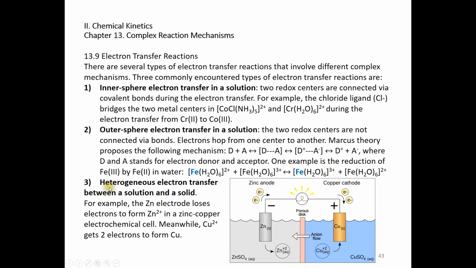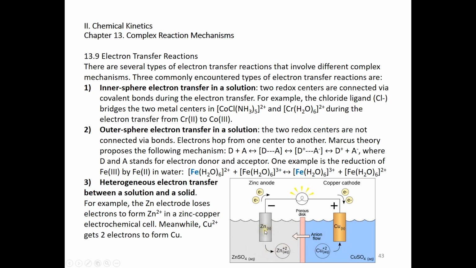Now the third type, heterogeneous electron transfer between a solution and a solid. Because we have a liquid phase and a solid phase, this is called heterogeneous electron transfer. Here's one example. If we have a zinc copper electrochemical cell, we have a zinc electrode and a copper electrode. So this zinc and this copper are in the solid state. However, they are also immersed in a solution.